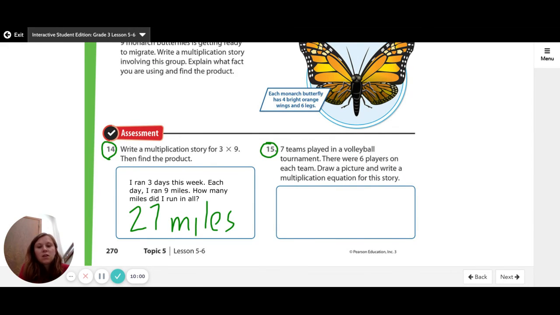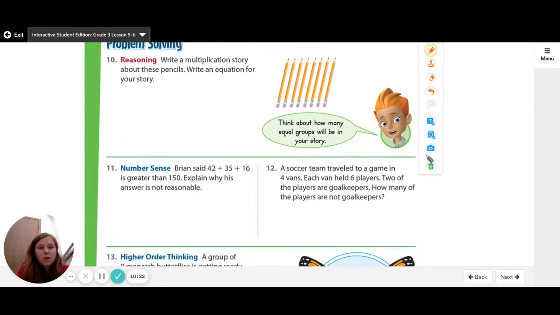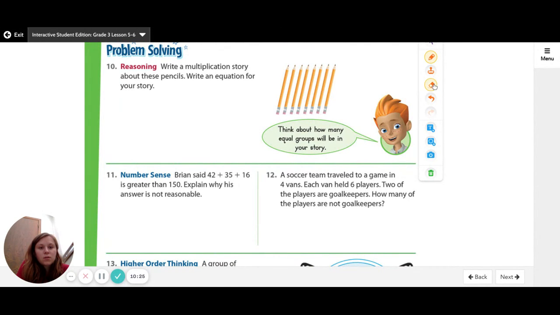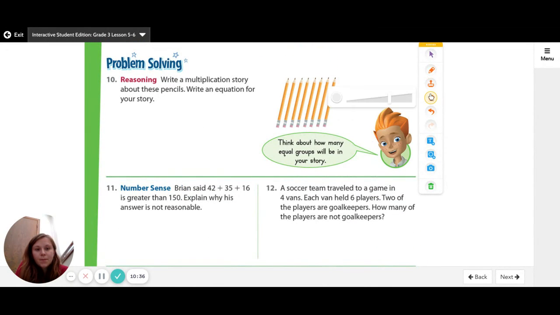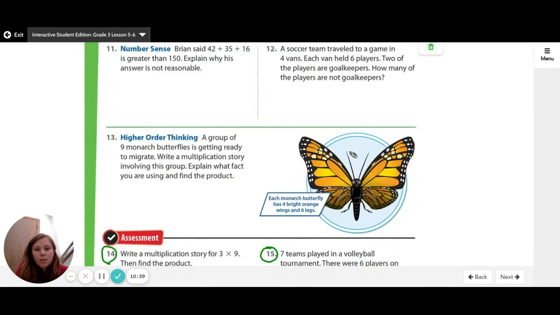Let's get 15. 7 teams played in a volleyball tournament. There were 6 players on each team. Draw a picture and write a multiplication equation for this story. So I know I have 7 teams with 6 on each. I know 7 times 6 is 42, so it'd be 42 players. They wanted us to draw a picture along with the multiplication story. So I am going to find my tool. There we go. We do 7 teams. And I'm going to erase my equation for now so I have a little bit more room to draw my picture.